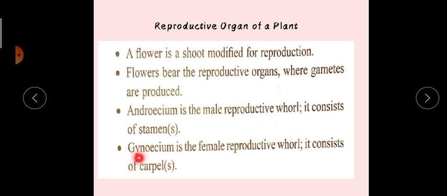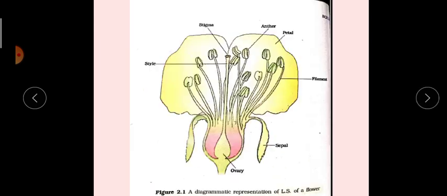And the female reproductive part is called the gynoecium. This center one, the middle one, is called the gynoecium. So from this diagram you can see that only one gynoecium is present, while androecium parts are numerous. It is similar to human beings: humans can produce millions of sperms, but only one ovum is produced. Similarly here the gynoecium is only one and the androecium parts are many.